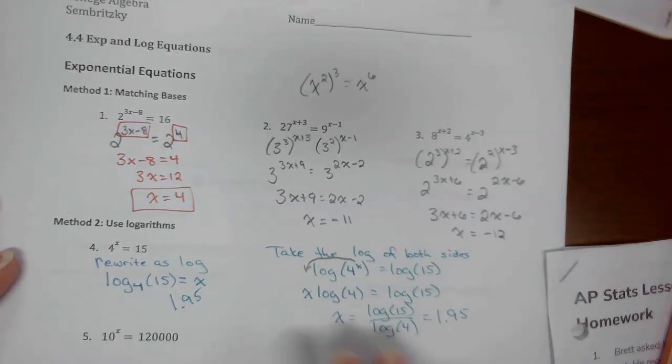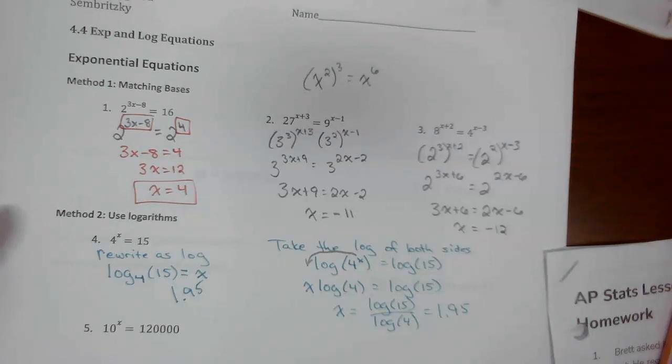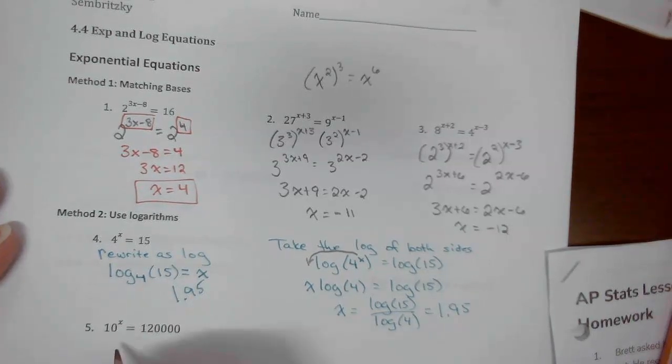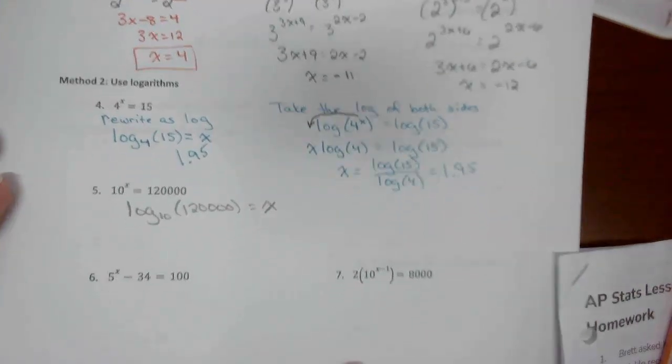I tend to go for the rewriting most of the time. There are times that you do have to take the log of both sides, but most of the time we can do it without. Okay, so if I rewrite this, I'd have log base 10 of 120,000 equals x. Technically, you're done. You can put it in the calculator to find the decimal, but this is the exact answer.